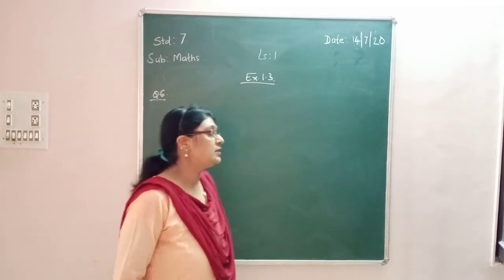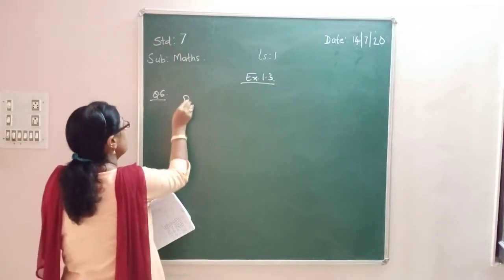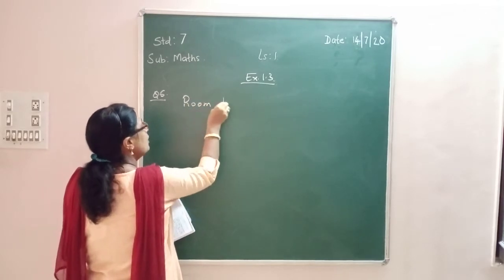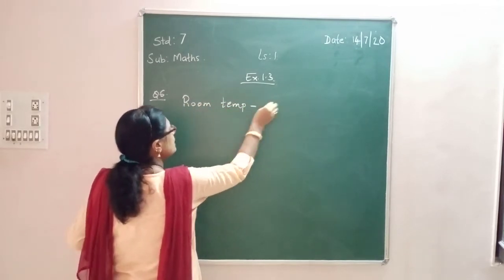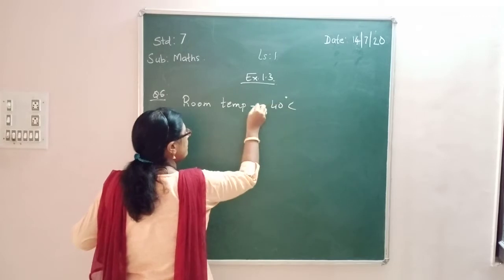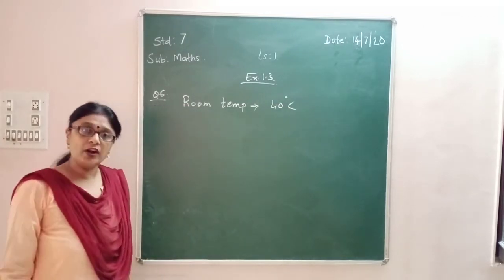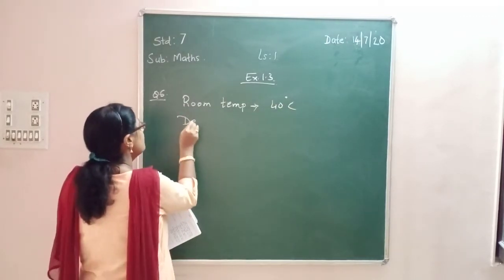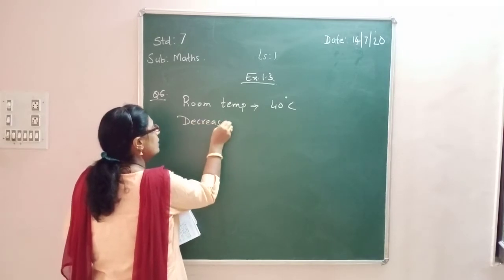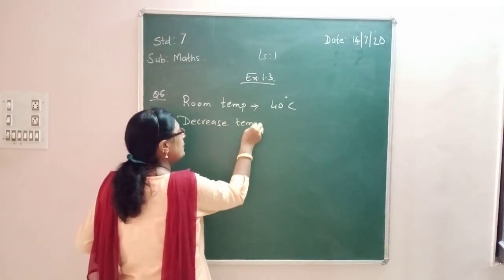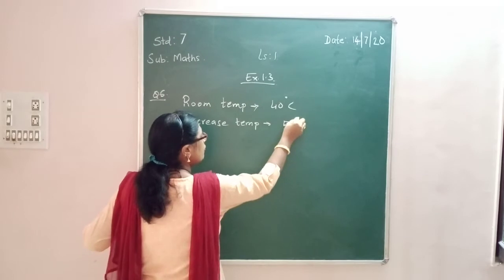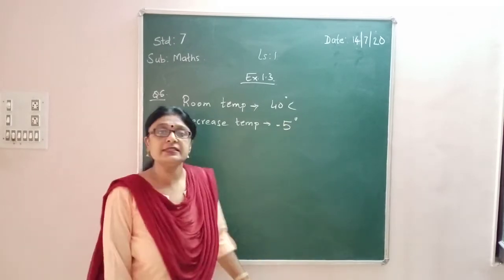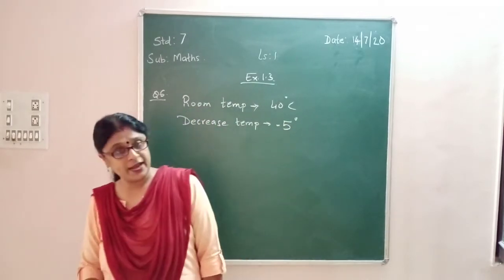Okay. So what is the original room temperature? Room temperature is 40 degrees. Decrease of, what will be the decrease of temperature? 5. So it is decrease. So we have to do -5.